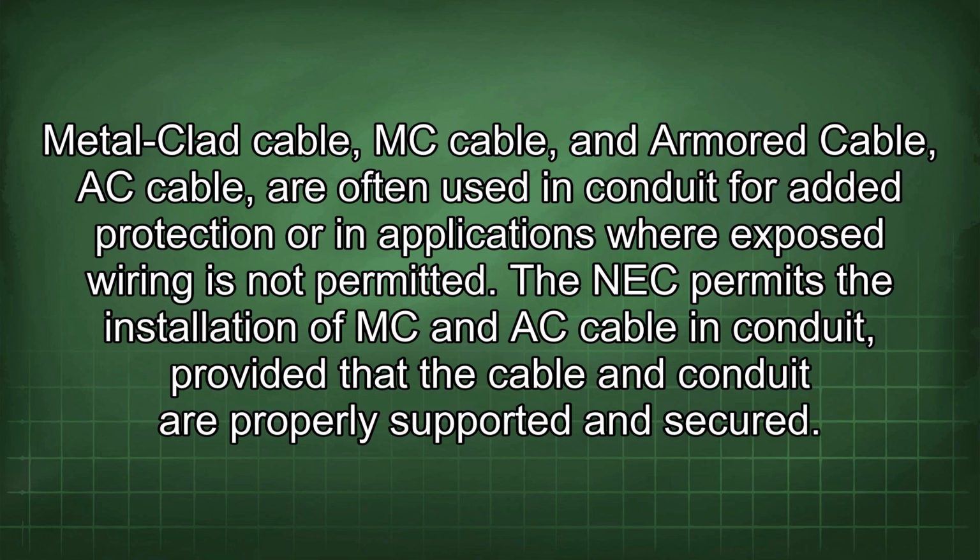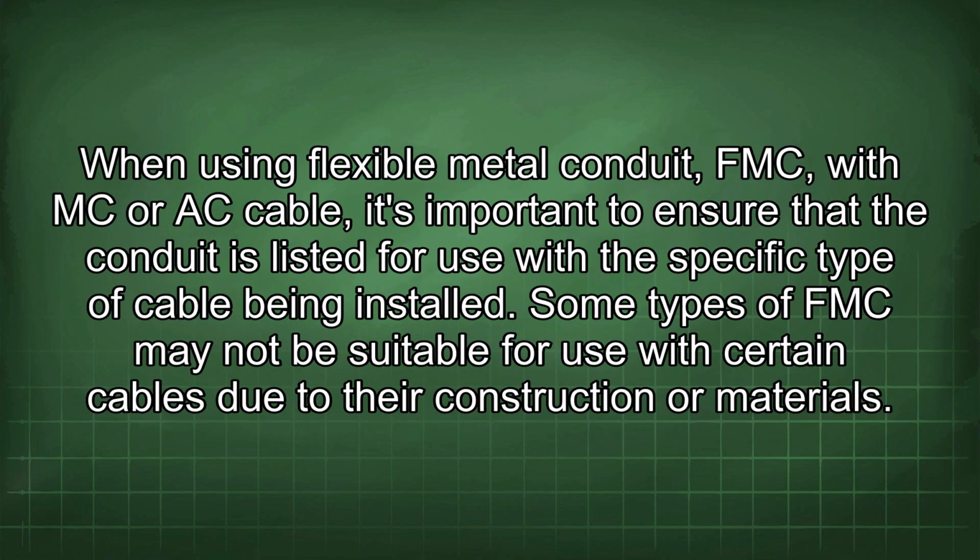Metal-clad cable, MC cable, and armored cable, AC cable, are often used in conduit for added protection or in applications where exposed wiring is not permitted. The NEC permits the installation of MC and AC cable in conduit, provided that the cable and conduit are properly supported and secured. When using flexible metal conduit, FMC, with MC or AC cable, it's important to ensure that the conduit is listed for use with the specific type of cable being installed. Some types of FMC may not be suitable for use with certain cables due to their construction or materials.